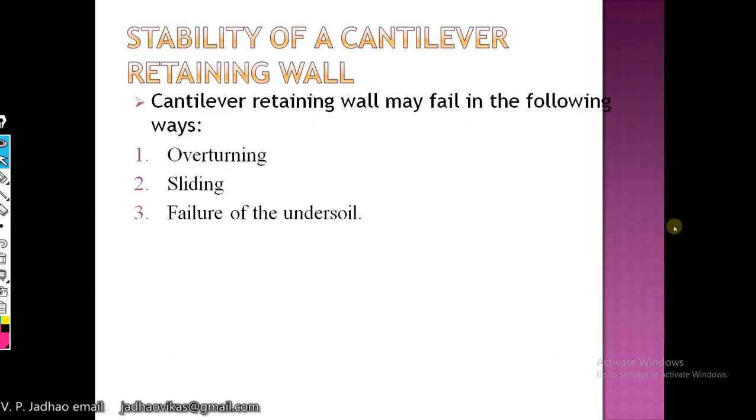Now the stability of retaining wall. A cantilever retaining wall may fail in these three ways. The first one is overturning.